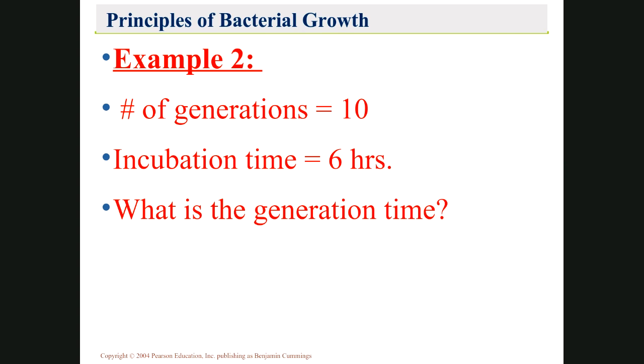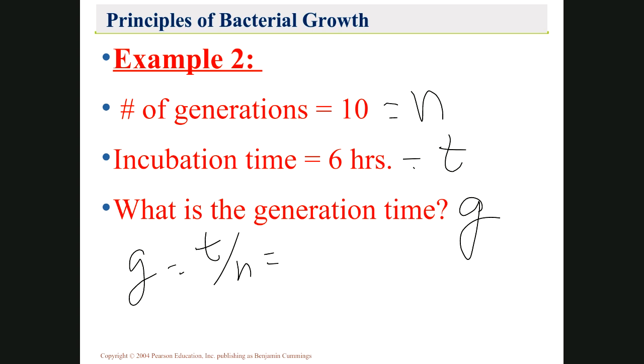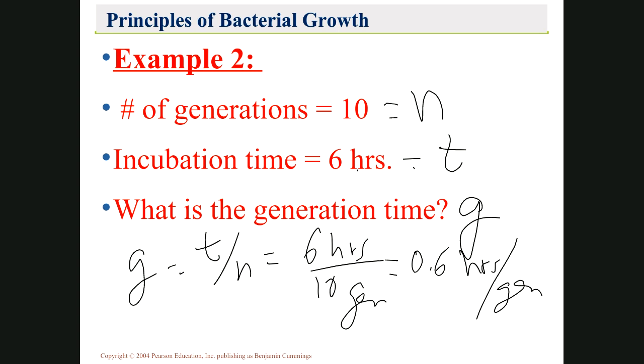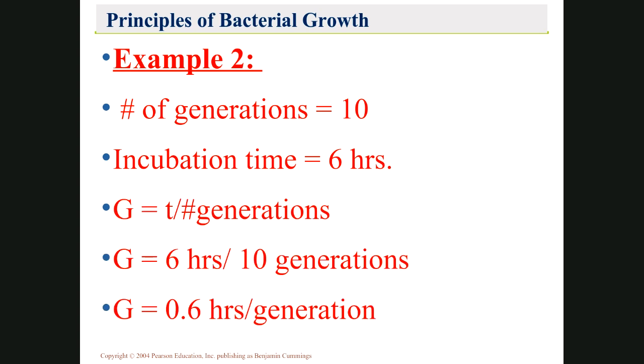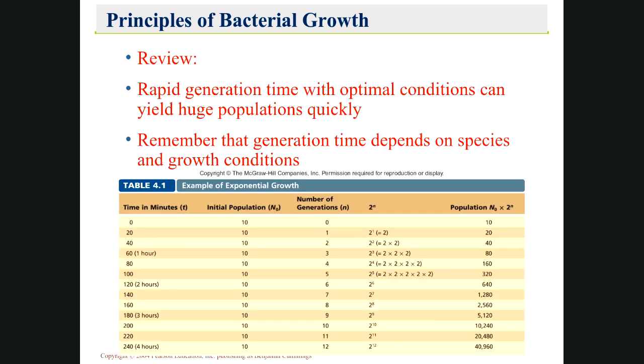This is another one. They're giving you N, they're giving you T. Now they want you to come up with G. Easy enough. T over N. T is 6 hours over 10 generations, which gives us 0.6 hours per generation, or a little over half an hour per generation. So you should be able to solve these simple types of problems. Any questions over these?